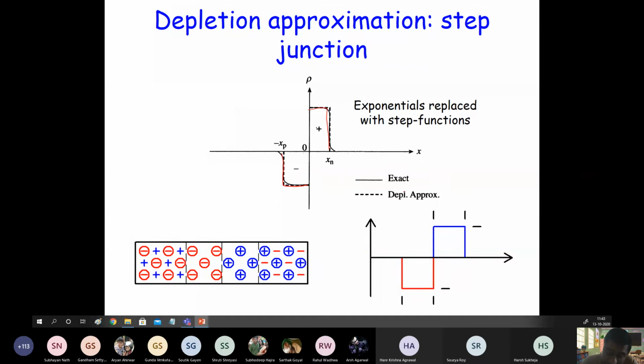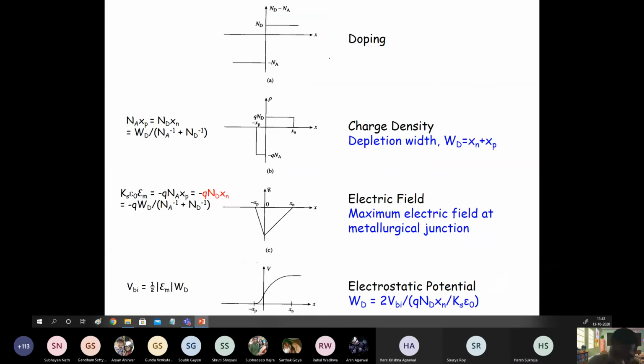So for a step junction, we are going to analyze this PN junction. If you see further, this is the doping. On the right side, it is N type, Nd plus ions are there. On the left, it's P type, Na minus ions are there. The depletion region extends from Xn to Xp, Xn on the positive side, Xp on the negative side. So the total width is of course Xn plus Xp.